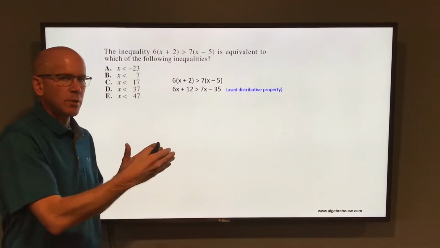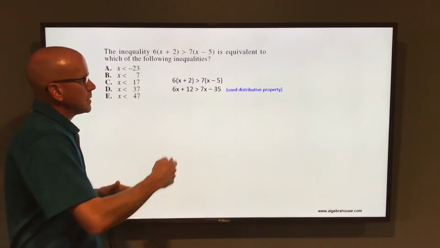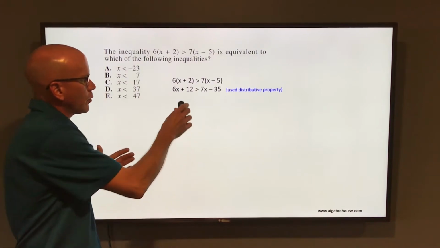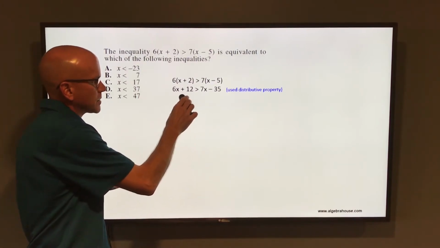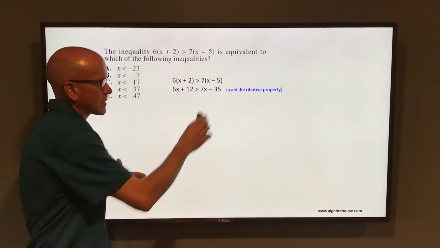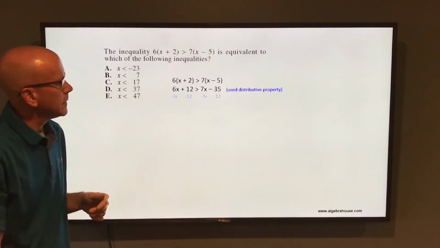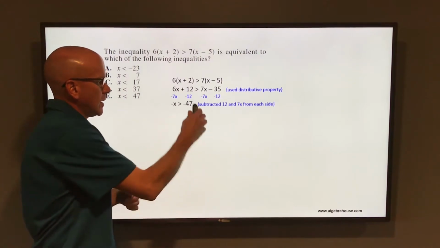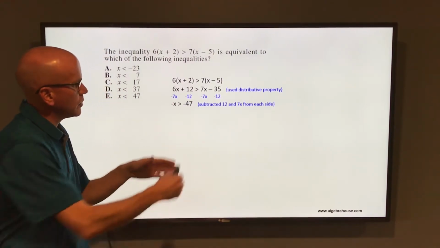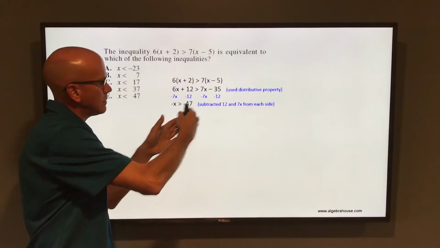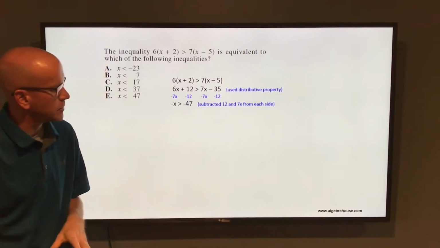You need to get the x's to one side, everything else to the other side. And you can do it however you want. You can do any of four things here. You could subtract 6x, subtract 12, subtract 7x, or add 35. You could do the opposite of any of those four things showing. I'm going to subtract 7x and also subtract 12. So I'm moving the x's to the left side, moving the constant terms, the terms without variables, to the right side.